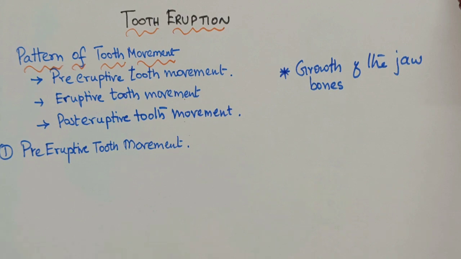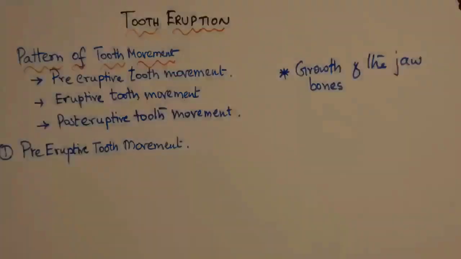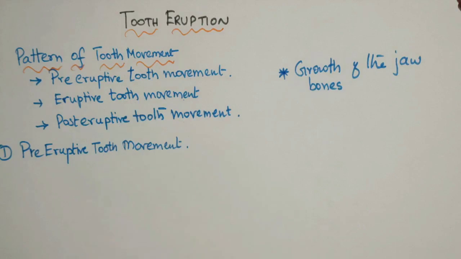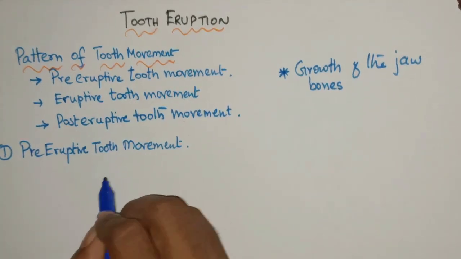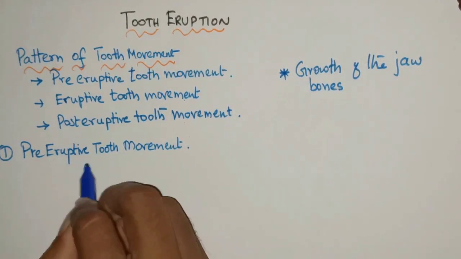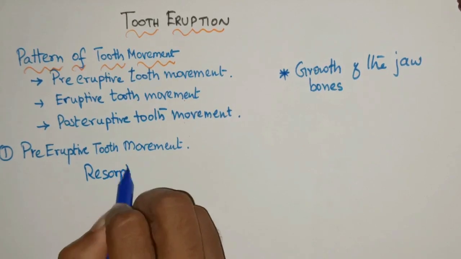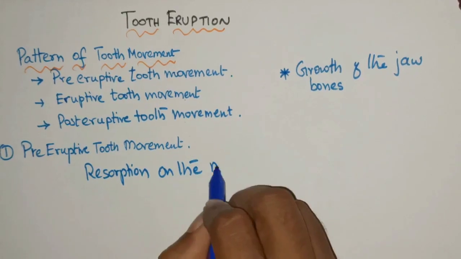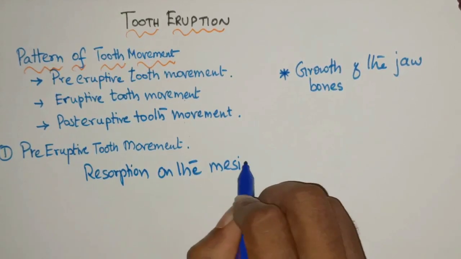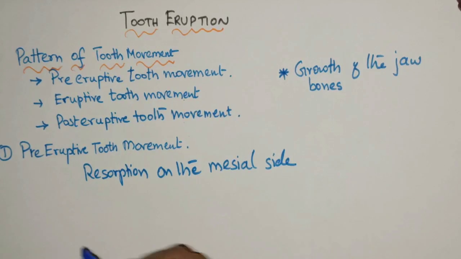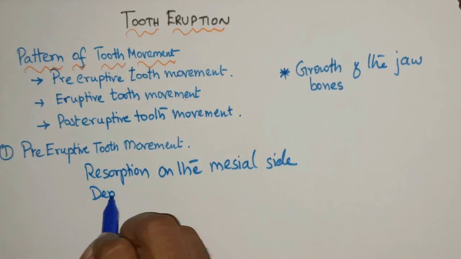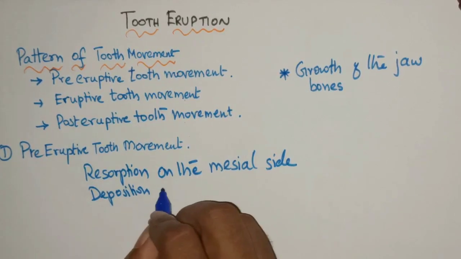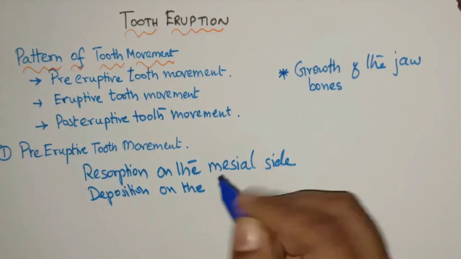What I told is that the movement of the tooth takes place by resorption of bone on the mesial side and deposition of bone on the distal side.